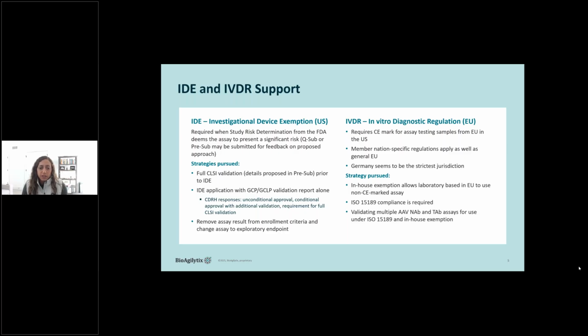Also going to talk about IVDR, quick overview. It tends to be a bit more complex because of the member nation specific regulations, in addition to general EU regulations. In our experience, Germany seems to be the strictest jurisdiction, which plays in our favor with our lab location in Hamburg. In the case studies today, we'll review IVDR requirements, following mainly the in-house exemption pathway that allows the use of a non-CE marked assay.